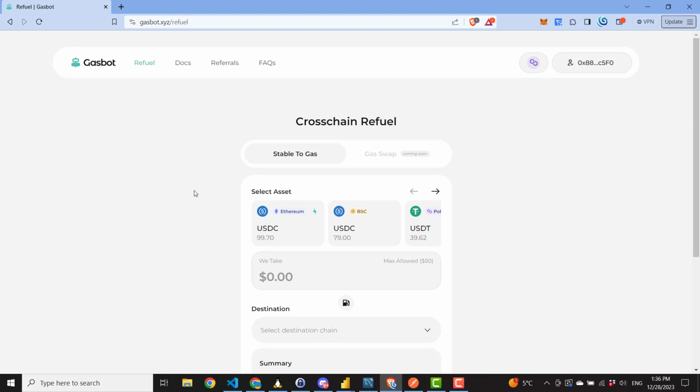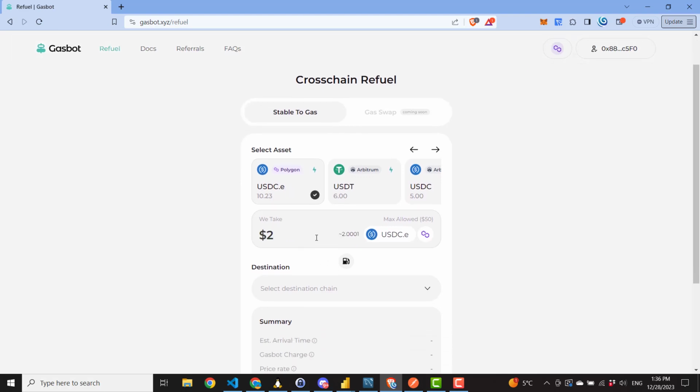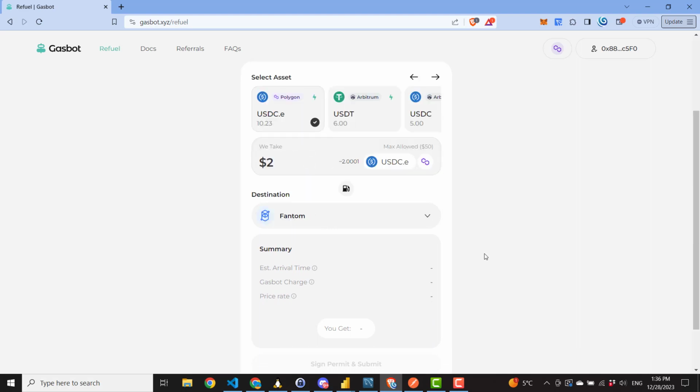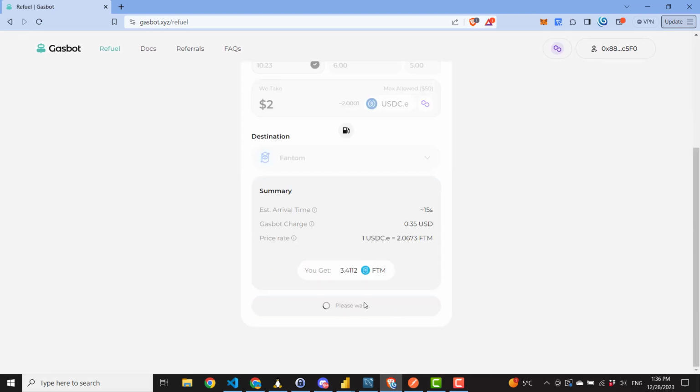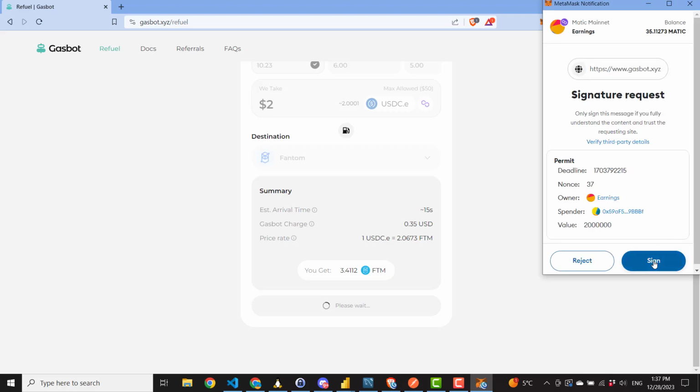In V1, it allows a user to take their stablecoin, as you see, and basically just give us access to it. We'll take it and we'll send them gas on whichever chain they want. For example, Polygon USDC.E. So you can say, give me $2 worth of gas on, let's do Phantom. And basically from here, there are two branches. This stablecoin supports the permit function. So a user will just click sign permit and submit. It's going to sign a permit message. I'll just go ahead and go through with that.